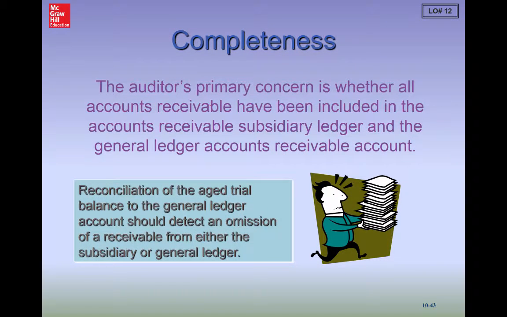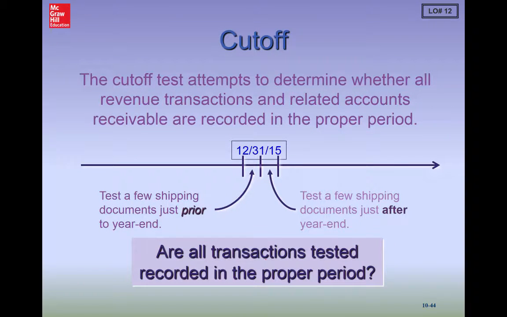And completeness, this is what we were talking about earlier with reconciling the trial balance to the GL, so you can check if there are any issues or any omissions. Cutoff, I talked about again, that all the transactions are tested in the prior period. So here is the last 5, and here we would have the first 5.